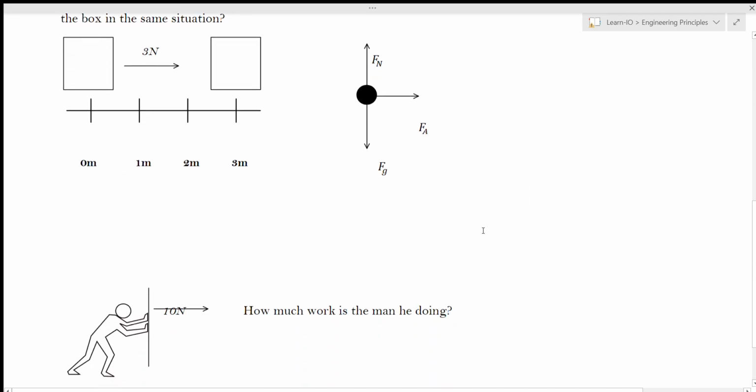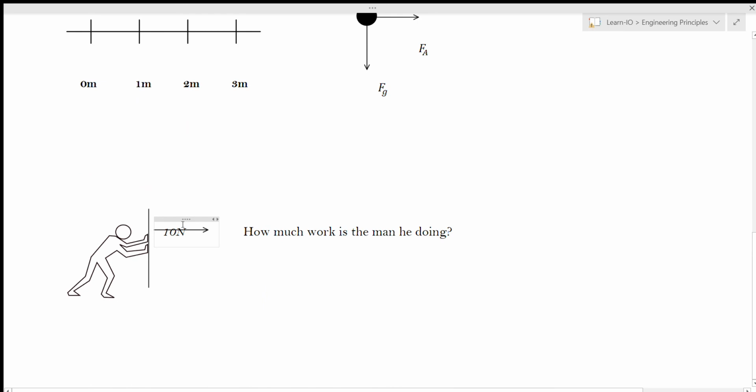Now let's look at a third problem. This one is just a little bit different from the last one. We have our physics man from the last problem pushing on a wall with 10 newtons. The wall doesn't budge. It's very important. So we ask, how much work is the man doing?